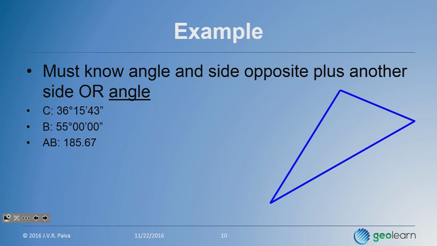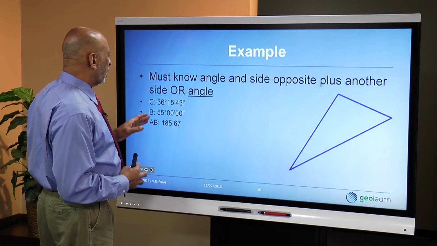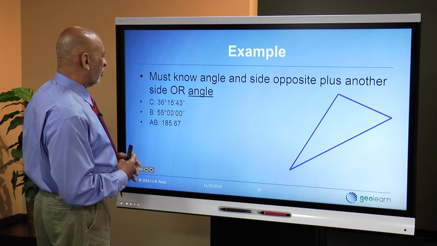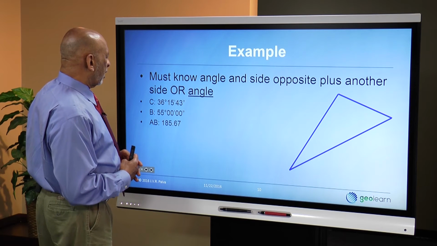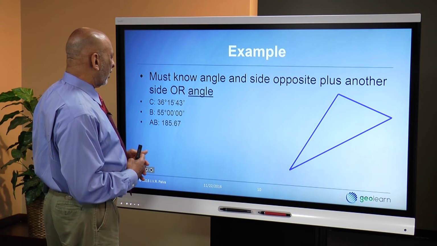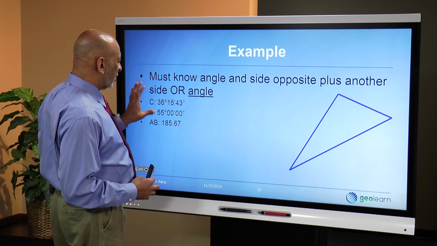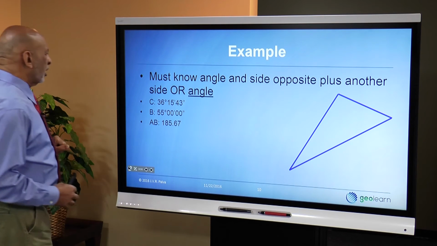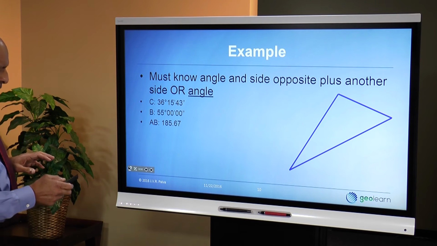The other way you apply the law of sines is a slightly different problem where you know an angle and a side opposite, plus, in this case, another angle. So we have that angle C is 36°15.43', angle B is 55.0000, and AB is 185.67. In this situation, it's possible now to solve for all the other sides.